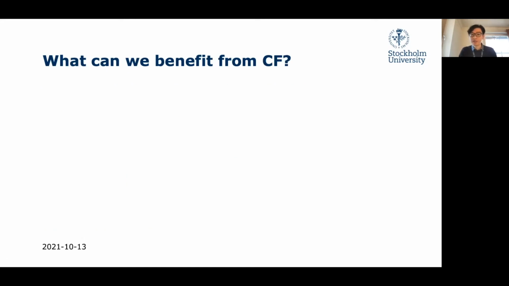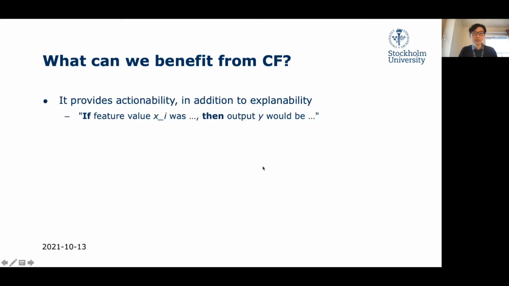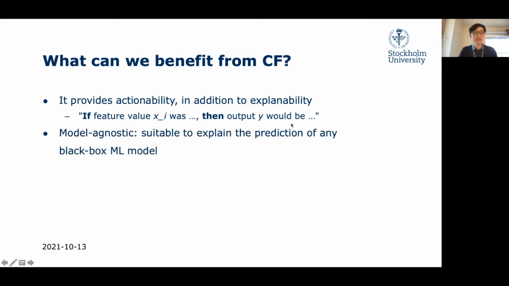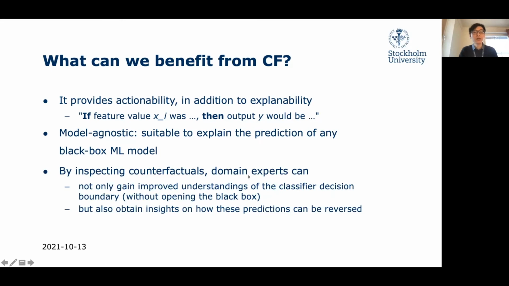Now we can talk about some pros of counterfactual explanations. Firstly, it provides actionability, which is complementary to explainability. A simple notion could be that if feature xi was changed, then the output y would be changed to the desired target class. Secondly, it is model agnostic, so it is suitable for explaining any black box machine learning model. And finally, by looking at these counterfactuals, the domain expert can get a better understanding of the decision boundary without explicitly opening the black box. But they can also obtain direct insights on how to alter these predictions to another target class.